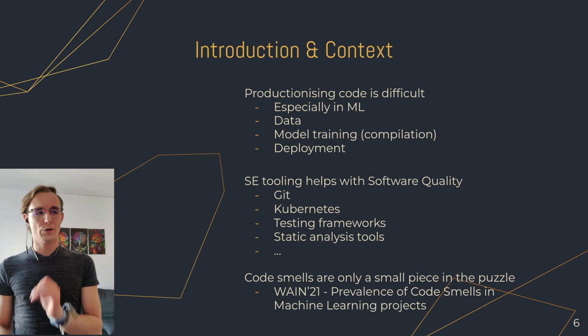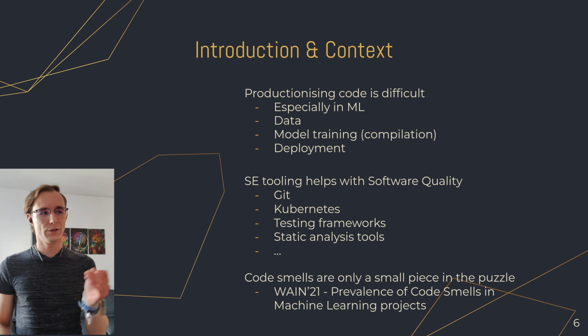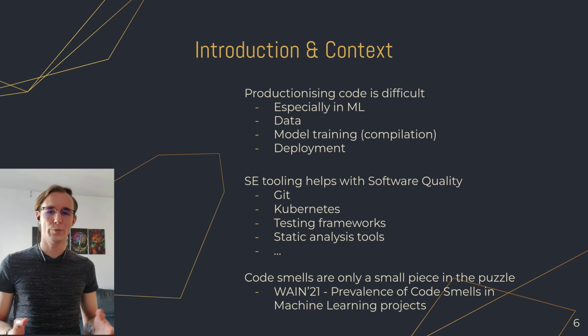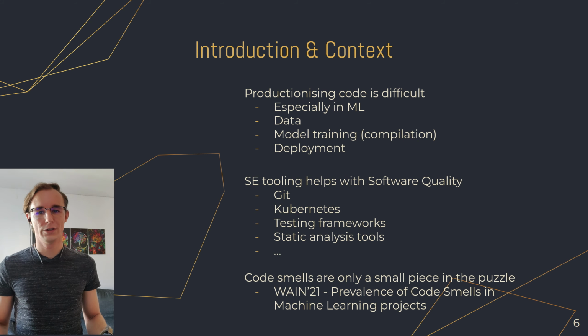But as we've noticed, code smells that we can find with static analysis tools are still only a small piece in the software quality puzzle. We've noticed this firsthand in a paper that we wrote for the workshop on AI engineering last year, called The Prevalence of Code Smells in Machine Learning Projects. And what we found there, besides the most prevalent code smells in these open source machine learning projects, were also some things that weren't just relating to the code.